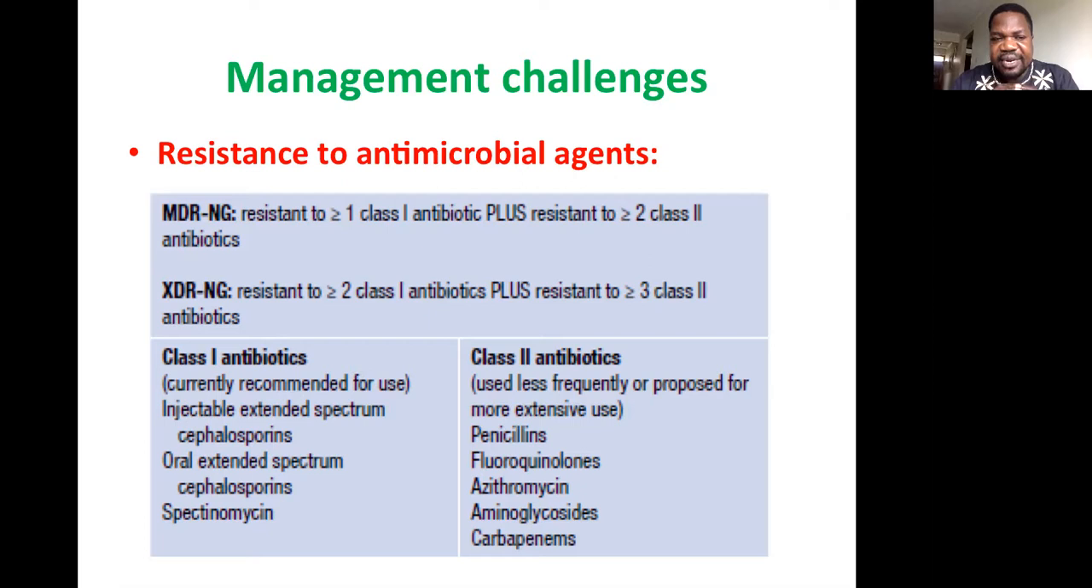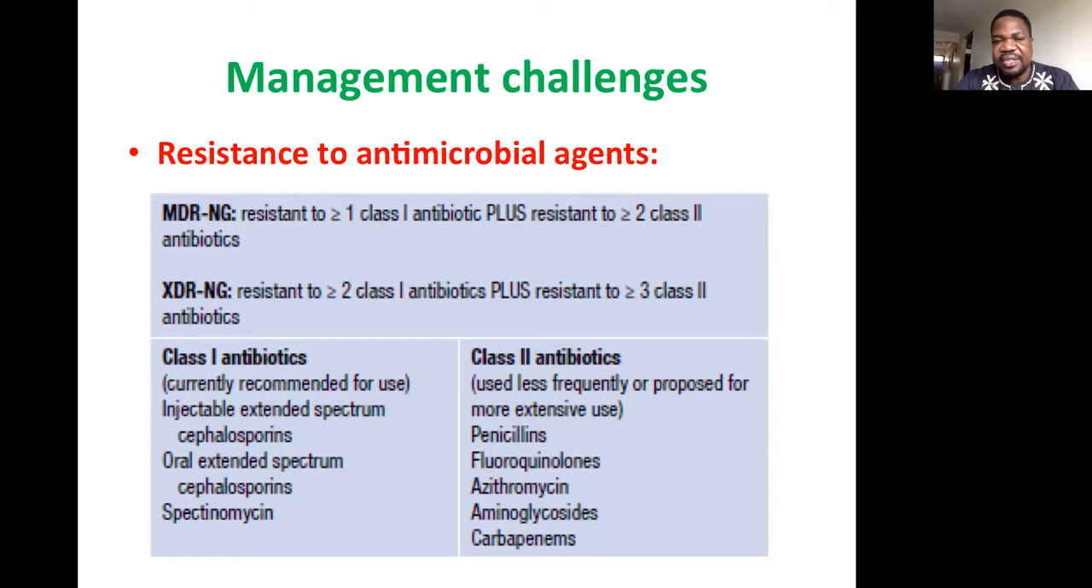Multi-drug resistant Neisseria gonorrhea is when you have resistance to one or more class 1 antibiotics, plus resistance to 2 or more class 2 antibiotics. So we have antibiotics that have been used against Neisseria gonorrhea classified into class 1 and class 2. Class 1 are the currently recommended antibiotics, like your injectable extended spectrum cephalosporin, or your oral cephalosporin, or your spectinomycin. And class 2 are like the penicillin, the fluoroquinolone, the azithromycin, aminoglycosides, and the carbapenems. So if you have resistance to one or more in class 1, and 2 or more in class 2, that's what we call multi-drug resistant Neisseria gonorrhea.